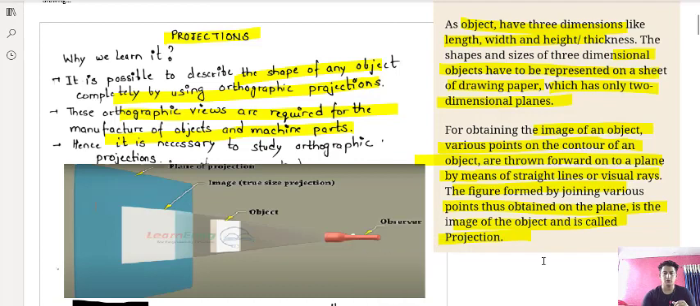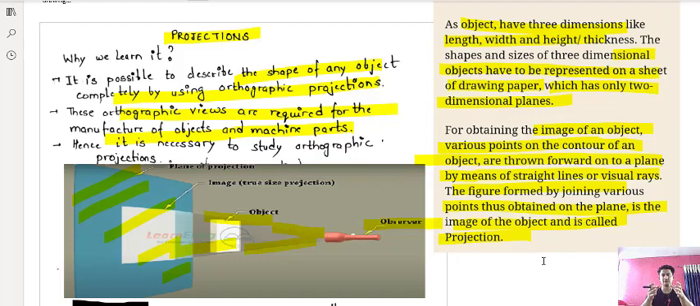Now suppose this is the observer. You are seeing from here. These are the rays of sight, and this is the object. When these rays of sight are projected here, they are further projected on the plane of projection. This is how projectors are plotted to project an object on the plane of projection. What do you mean by plane of projection? Plane of projection means where the object is being made on paper, that is, the drawing sheet.